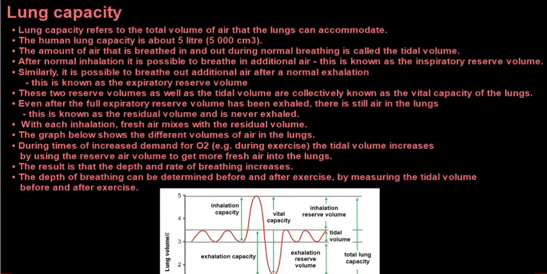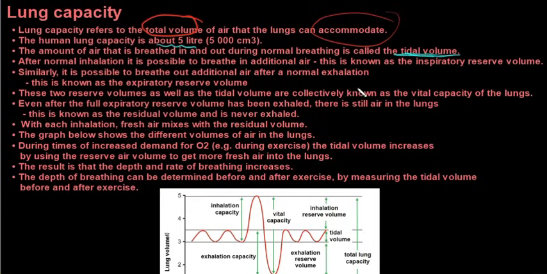Next, we'll look at lung capacity, and this can look quite intimidating, but it's not that bad as long as you keep track of all the different names. So lung capacity refers to the total volume of air that the lungs can accommodate. Now the human lung capacity is around 5 liters, and the amount of air that is breathed in and out during normal breathing is called tidal volume.